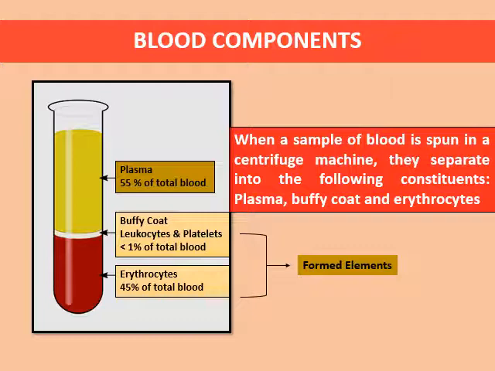And in between these two components, there lies a buffy coat that consists of leukocytes and platelets that forms less than 1% of total blood. Buffy coat is so called because buffy refers to buff, that is brownish yellow color. And this is the situation when a blood sample containing anticoagulant is spun in a centrifuge. Because of the presence of anticoagulant, the clotting factors remain present in the plasma and fulfill the definition of plasma that I'm going to discuss later.